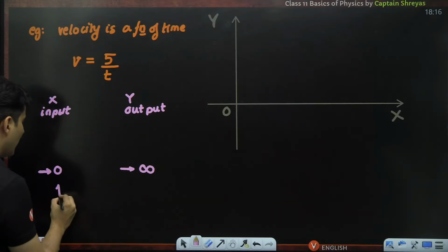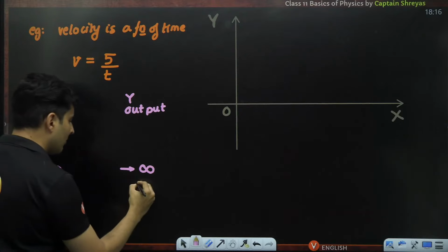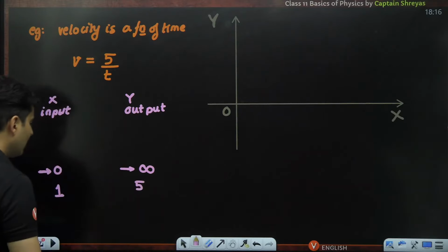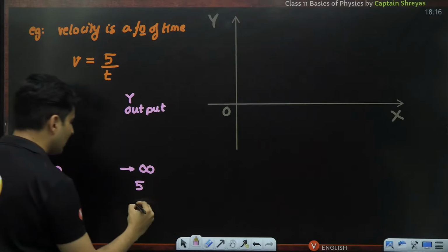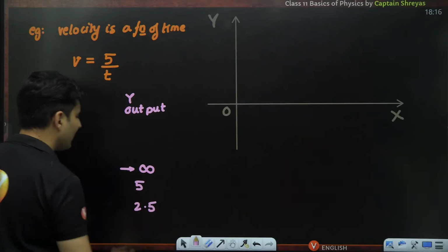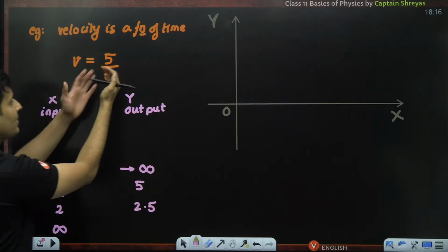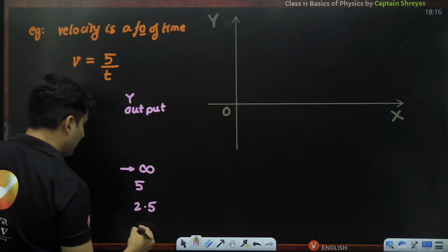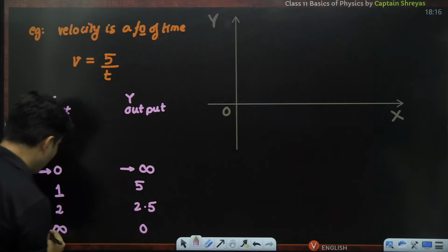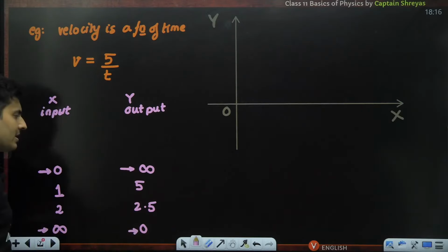If I put the value as 1, time as 1, what value am I getting? I'm getting the output as 5. If I put time as 2, 5 by 2 is nothing but 2.5. Interesting. If I put a very large number, maybe infinitely large, then this ratio becomes very small. So if I make the input very large, the output becomes very small.